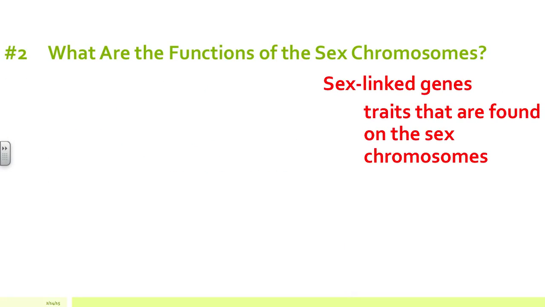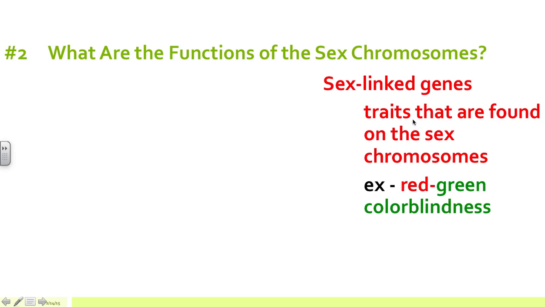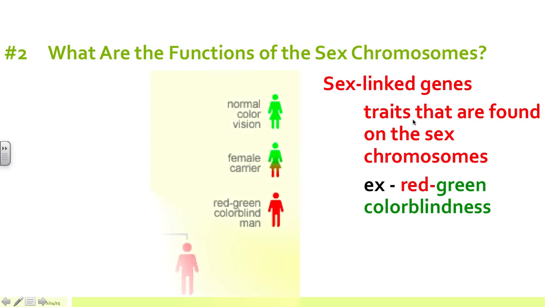Another function of the sex chromosomes is to carry genes that are called sex-linked genes. And these genes carry traits that are found on the sex chromosomes. Notice this is in red, it's a vocab word, so make sure this gets highlighted in your journal. An example would be red-green color blindness.